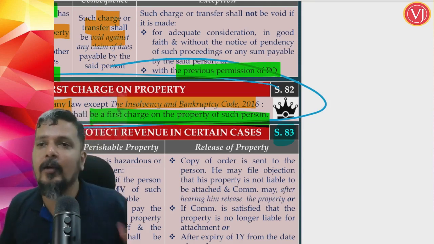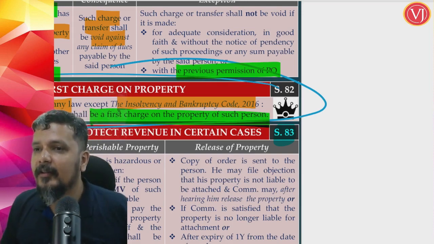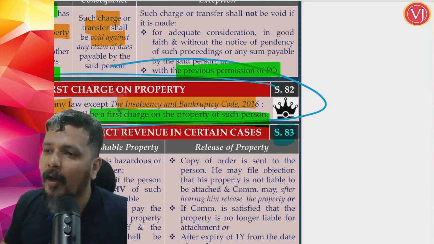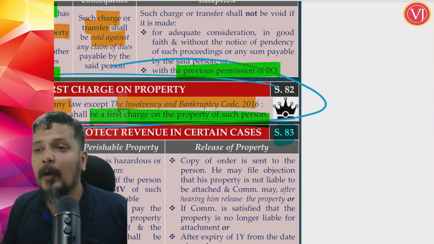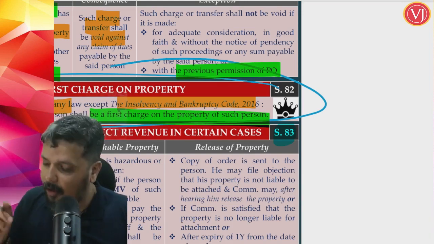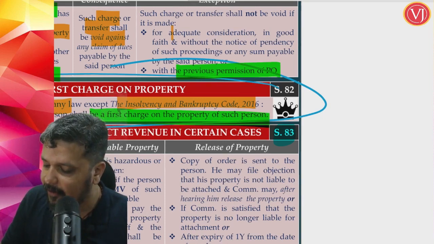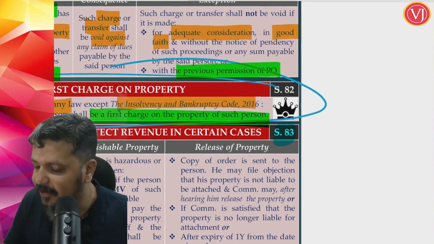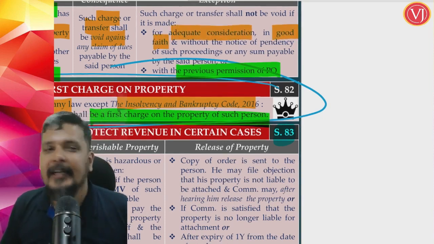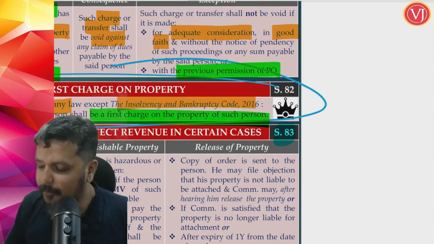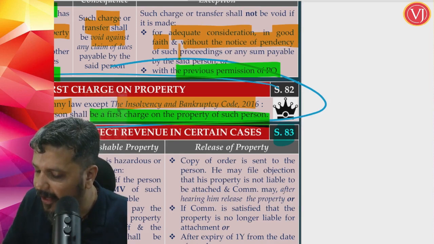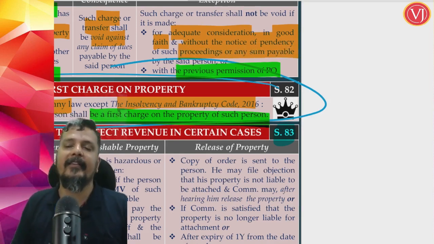In my final letter, I wrote that I am going to purchase this property. I indirectly took the previous permission of the officer. You cannot touch me now. You cannot take this property from the buyer now. Or he tells that he paid adequate consideration in good faith. He did not purchase for a lesser amount. He paid a fair amount in good faith. And he was not at all aware of the recovery proceedings against that assessee.